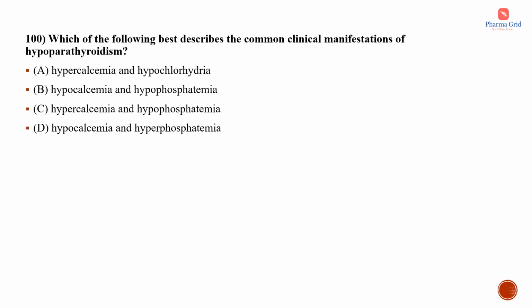Okay, so the last question of this series. Which of the following best describes the common clinical manifestations of hypoparathyroidism? The options are hypercalcemia and hypochlorhydria, hypocalcemia and hypophosphatemia, hypercalcemia and hypophosphatemia, hypocalcemia and hyperphosphatemia. So here the correct answer is option D, that is hypocalcemia and hyperphosphatemia.